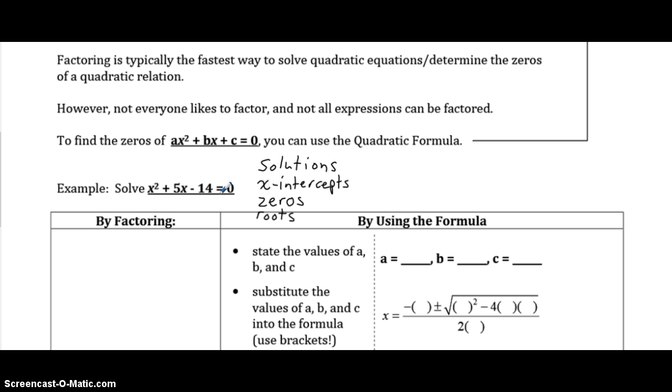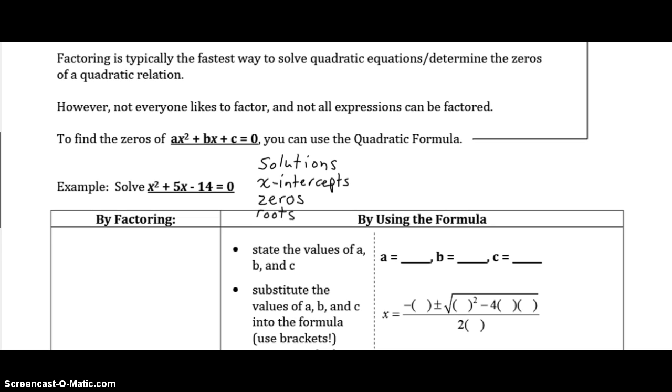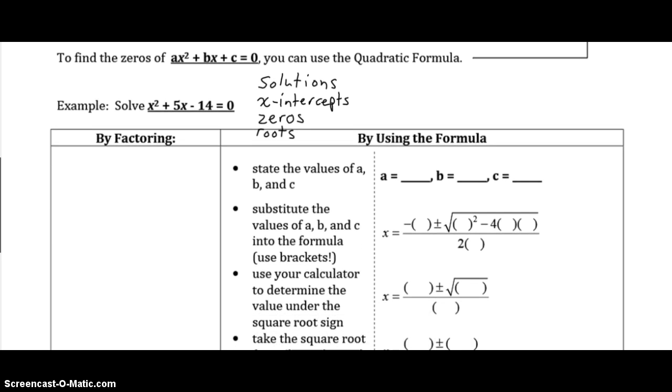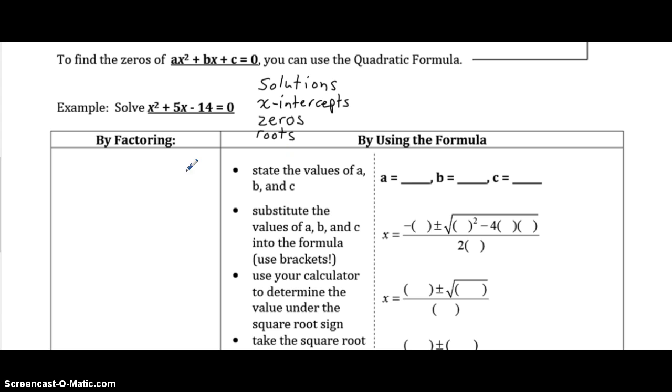Now, factoring is typically the fastest way to solve quadratic equations, but not everyone likes to factor, and not all expressions can be factored, and that's where the formula comes in. If you don't like to factor, then use the formula. If the question can't be factored, then use the formula. But let me show you the difference between the two methods.